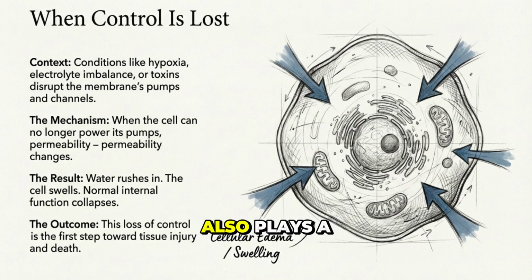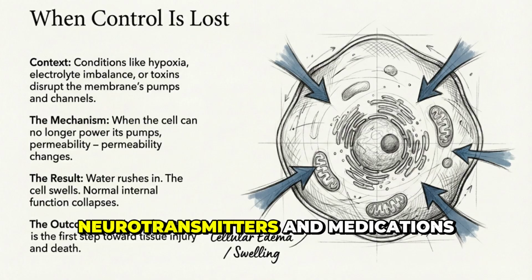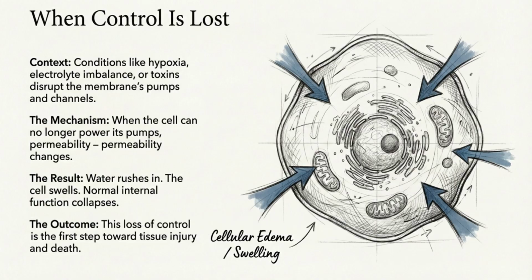The cell membrane also plays a key role in communication. Receptors on the membrane allow cells to respond to hormones, neurotransmitters, and medications. When a drug works, it's often because it interacts with something on the cell membrane. When it doesn't work, it's often because the membrane or its receptors are impaired.